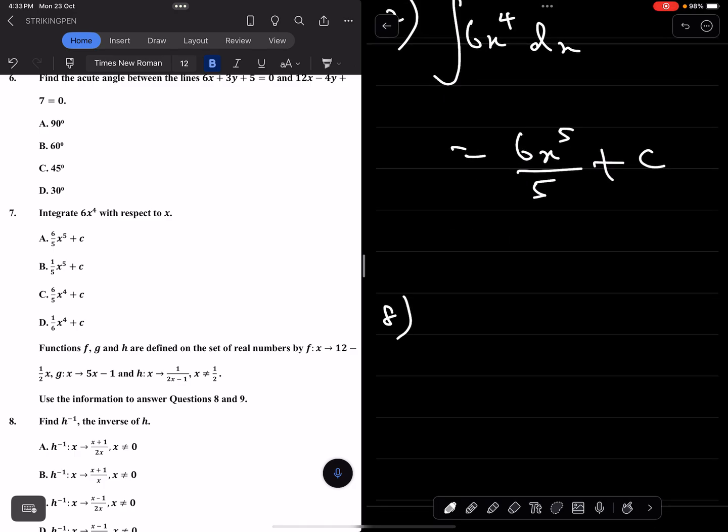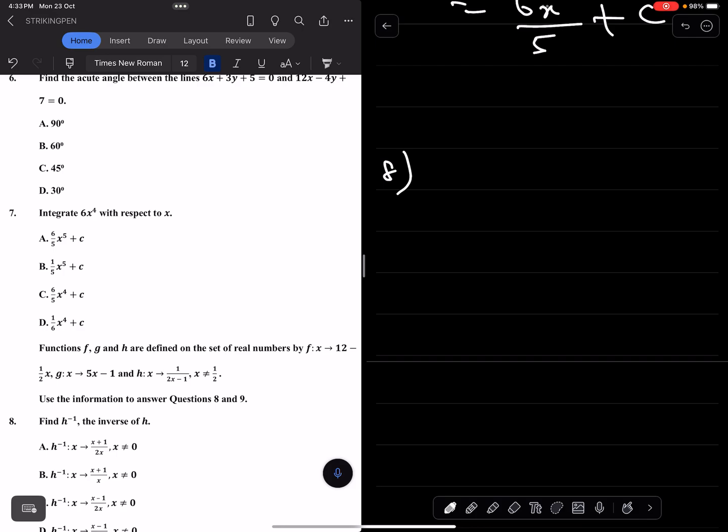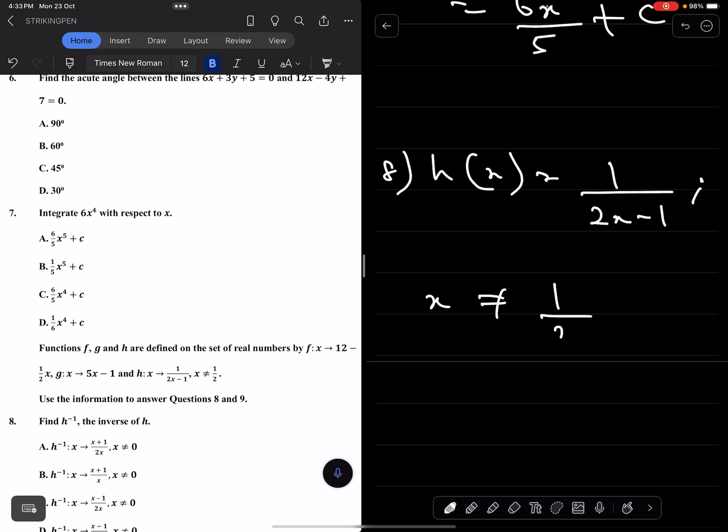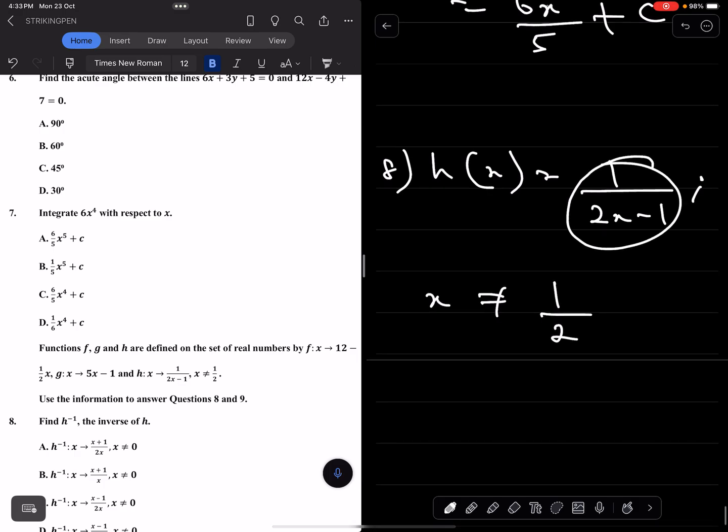We go straight to number 8. Functions f, g, and h are defined on the set of real numbers. Okay, the functions are already given. The question says use the information to answer questions 8 and 9. Question 8 says find the inverse of h. To find the inverse of h, let's write h of x first. h of x is 1 all over 2x minus 1, where x is not equal to 1 over 2. Otherwise, this is going to be undefined because the denominator will be 0.